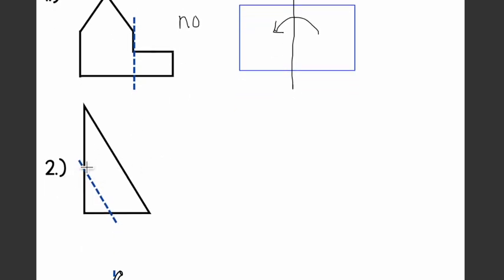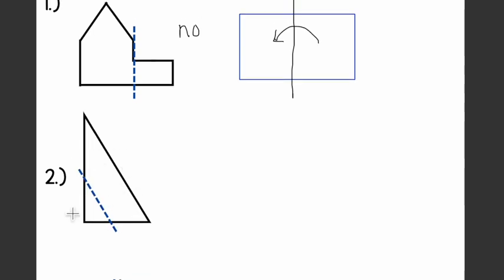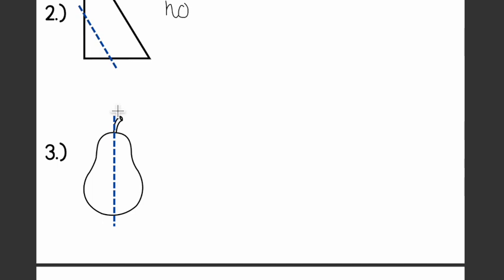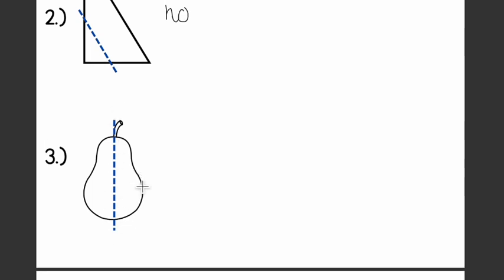Number two, we have a line that goes here, and this side is much bigger than the other side. So we put no too. This is not a line of symmetry. Number three, looks like the line is going straight down the middle of this pear. And so if you imagine folding this side of the pear onto the other side, it would match perfectly. So we would put yes.